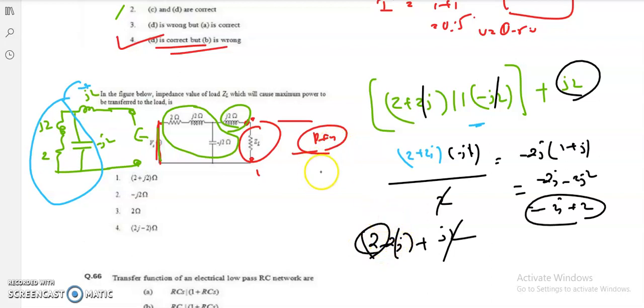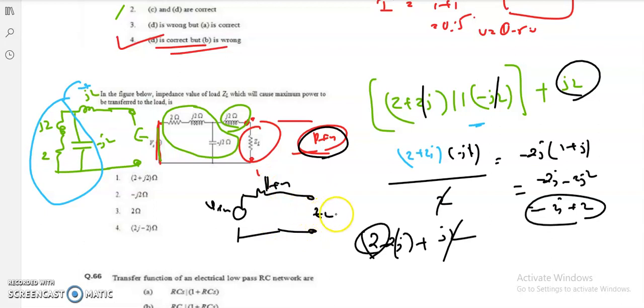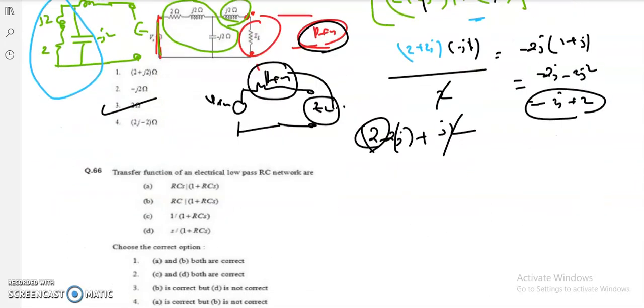So now what is the Thevenin's resistance? I got 2 ohms. That means the circuit will look like this. It is a VTH and it is a RTH, and here it is a load ZL, right? In the maximum power transfer theorem, if the source resistance is equal to the load, then the maximum power will be delivered. So here I got the Thevenin's resistance as 2, that means the load impedance also has to be equal to 2. So here the third one is the correct answer.